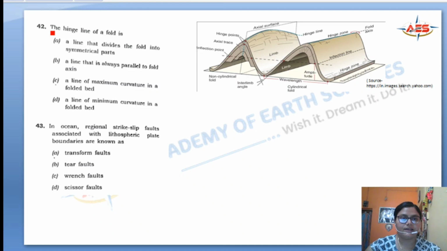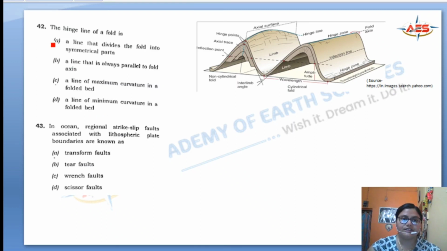42 में क्या दिया हुआ है? The hinge line of a fold is a line that divides the fold into two symmetrical parts. A line that is always parallel to the fold axis. A line of maximum curvature in a folded bed. A line of minimum curvature in a folded bed.